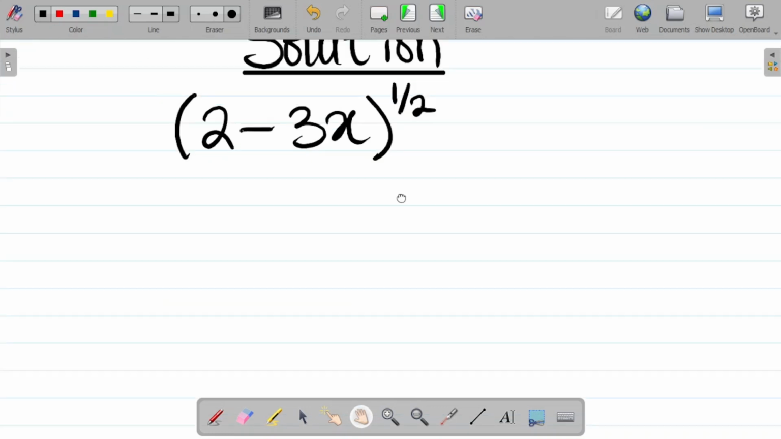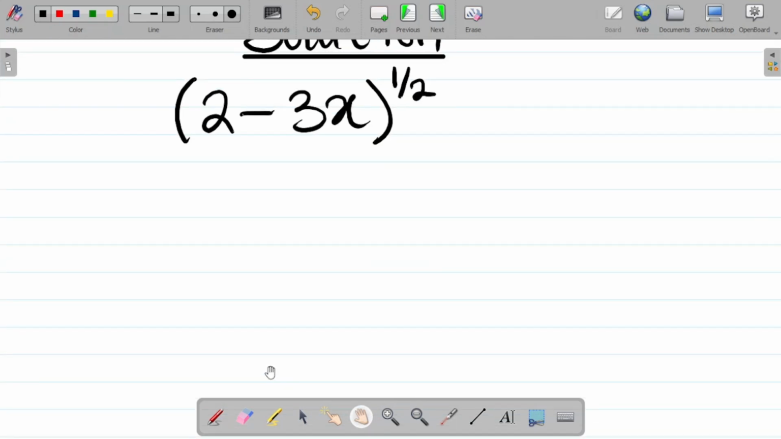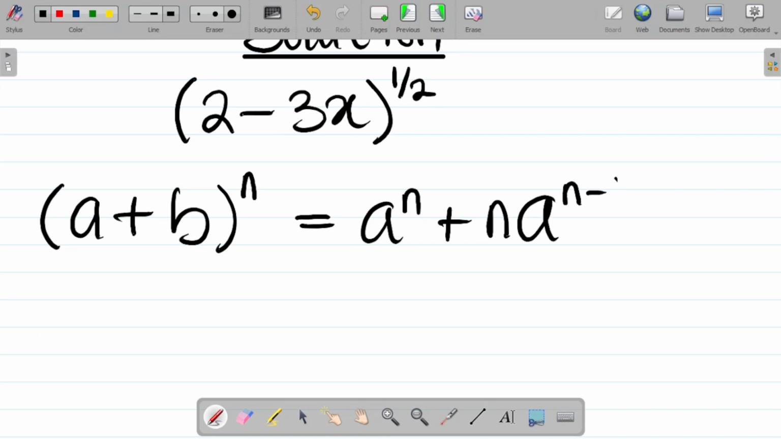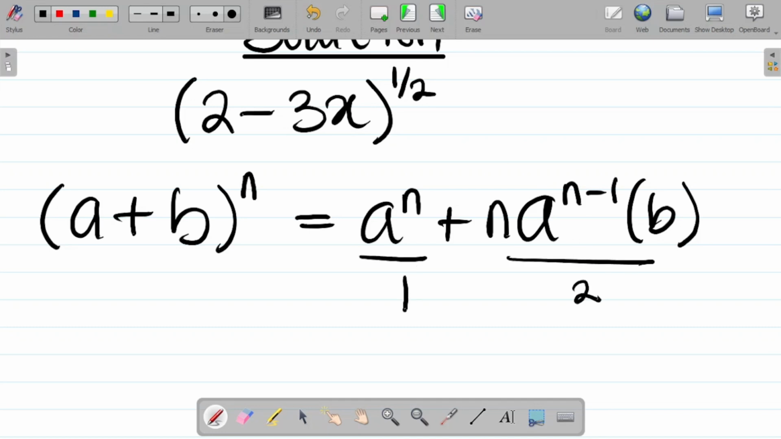Now let's recall the formula for the binomial expansion of terms that are raised to rational powers. If you have (a plus b) all to the power n, where n is a negative number or a fraction, your expansion would simply be equal to a to the power n, plus n times a to the power n minus 1, then times b. We've gotten our first term, and our second term. Let's get the other two terms.